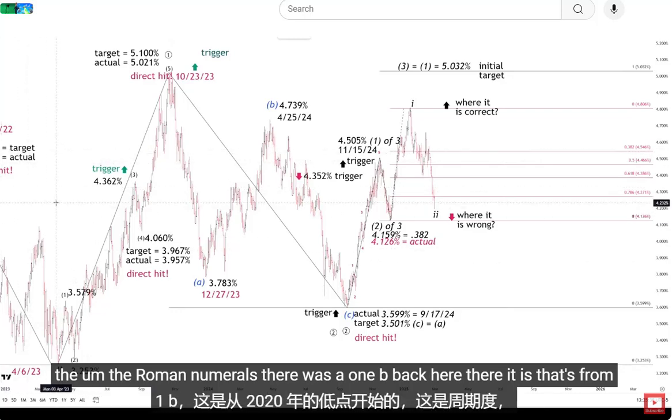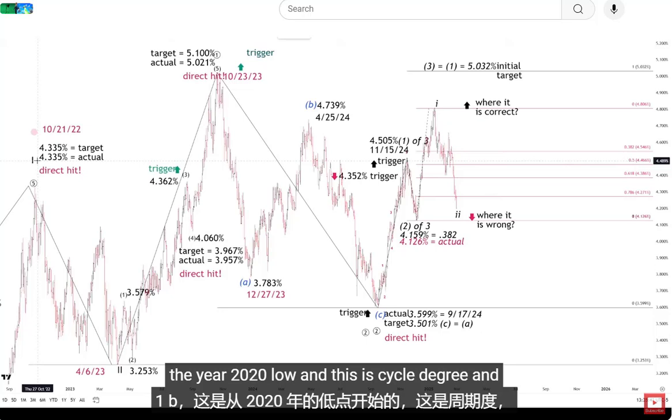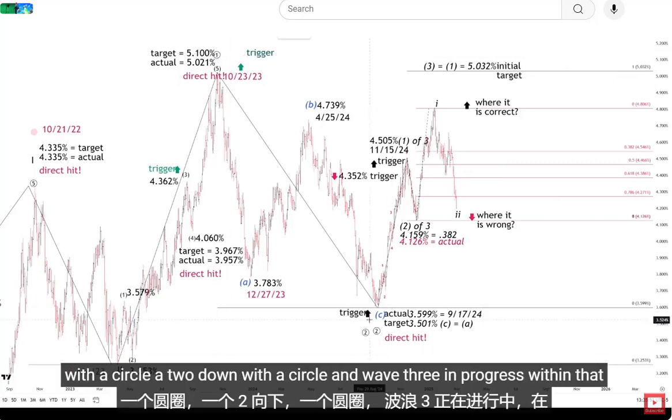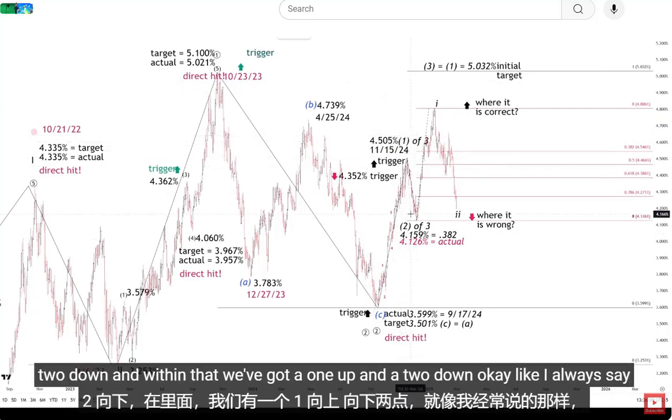There was a 1 back here. There it is. That's from the year 2020 low, and this is cycle degree. And we've got a 2 down here. And then within wave 3, we've got a 1 up with a circle, a 2 down with a circle, and wave 3 in progress. Within that wave 3, we've got a 1 up and a 2 down.